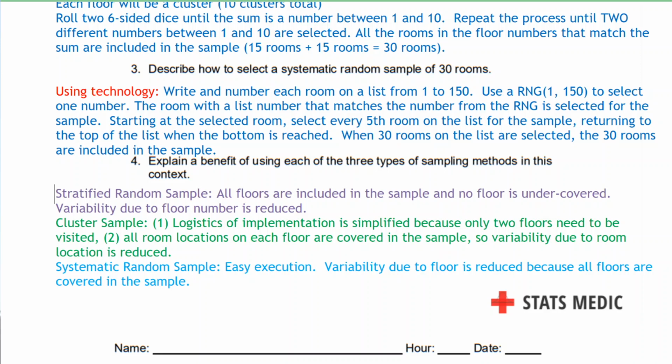Lastly, systematic random samples are easy to execute. That is their main virtue. If there's variability due to floor, that's probably going to be reduced because all the floors will be covered in the sample due to the fact that we're taking every 5th room. Since we're taking every 5th room, all the floors will have a room in the sample.